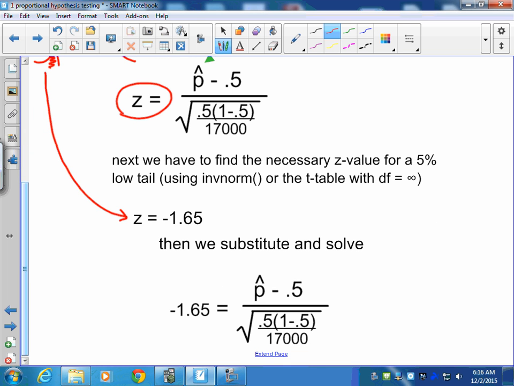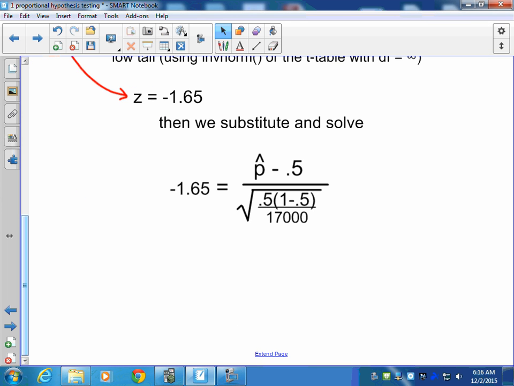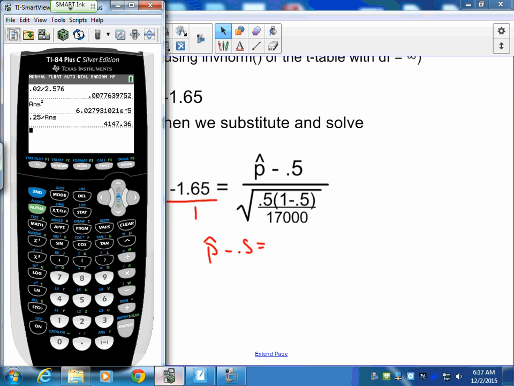Okay, and if we have a 5% low tail, that 5% low tail works with a z value of negative 1.65. So then we substitute into our equation. And the one thing you want to remember, it's one of the most common solving techniques that you'll use in statistics, and it's just to cross multiply and solve. So in this situation, we want to cross multiply. We get p hat minus 0.5 equals, and then we'll run the numbers on this quick, negative 1.65 times the square root of 0.25.